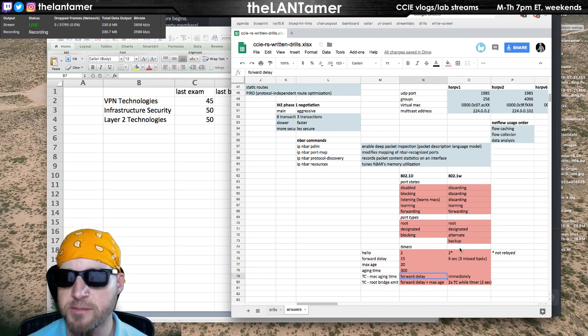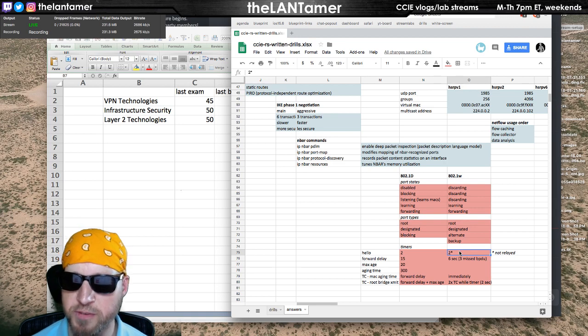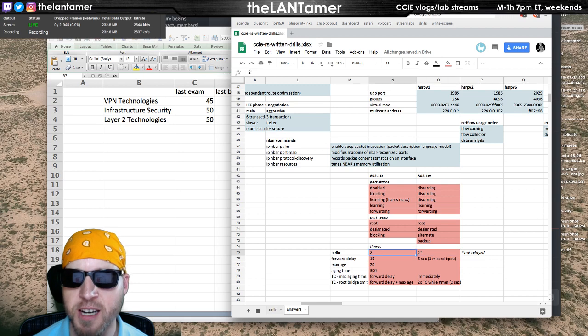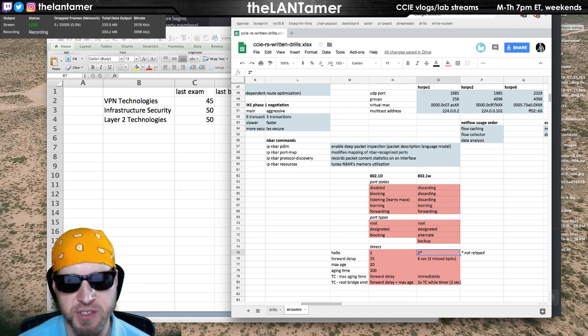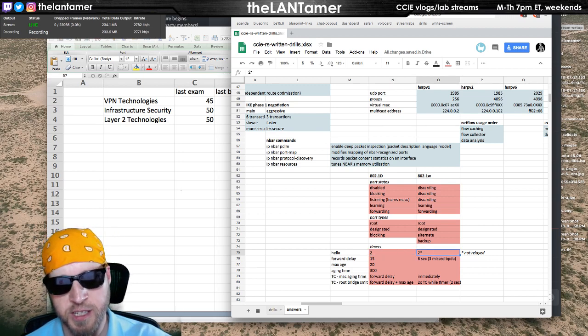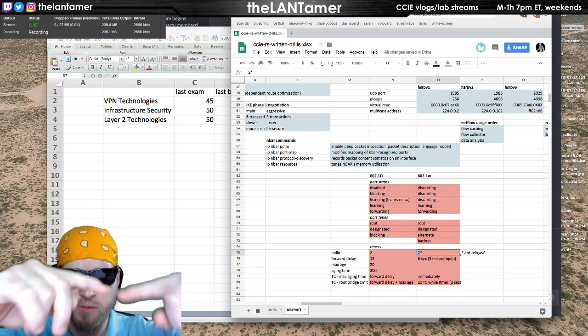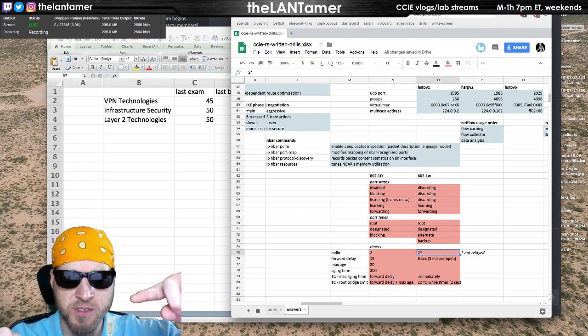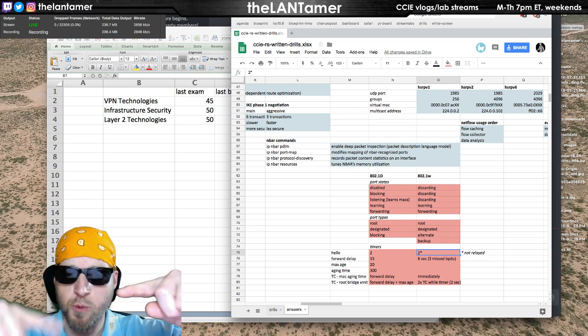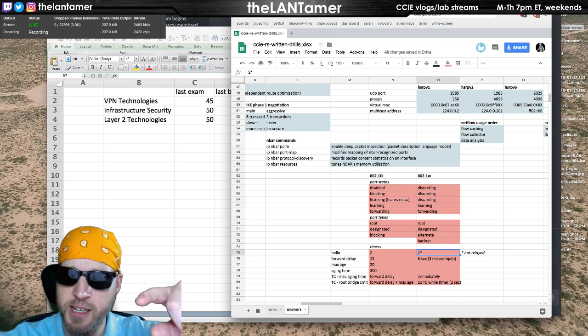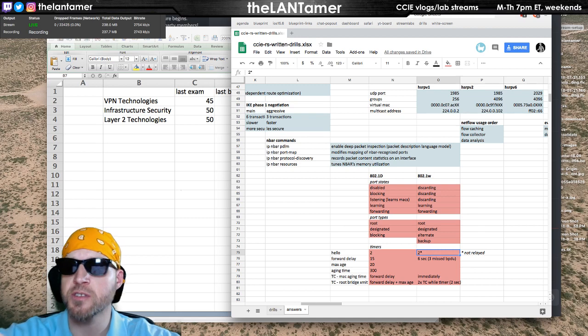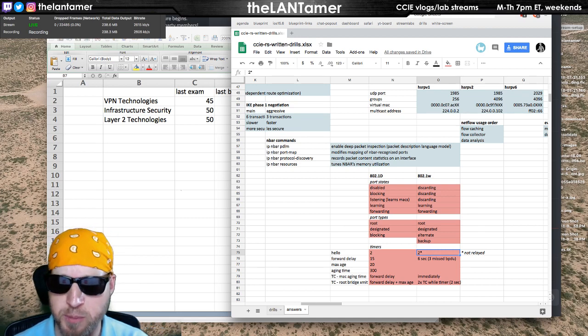RSTP is a lot different in this regard. It's much more efficient. So the hello timers are sent every 2 seconds, but they're not relayed. And what that means is when the root bridge sends the BPDU from A to B, for example, B is going to wait for that BPDU to arrive, and then it is going to relay it on its designated ports.